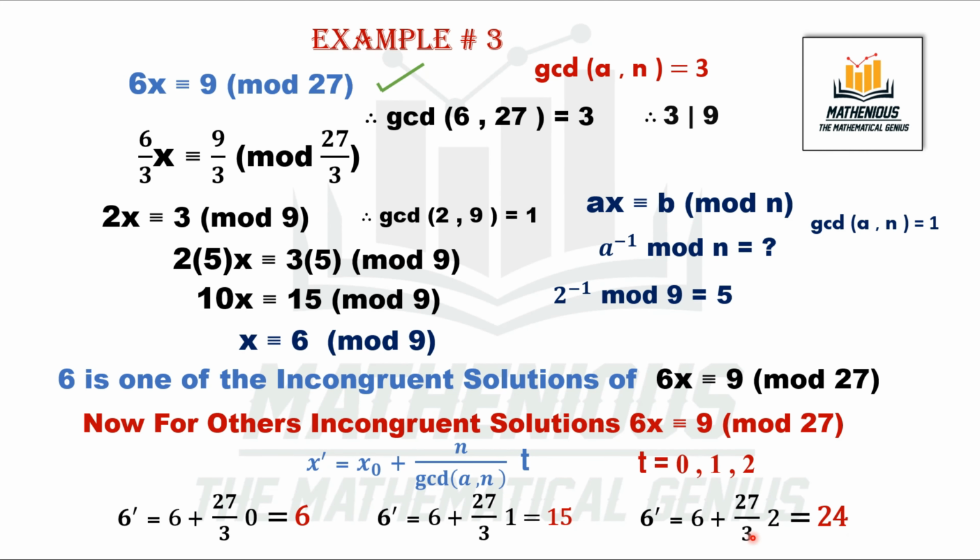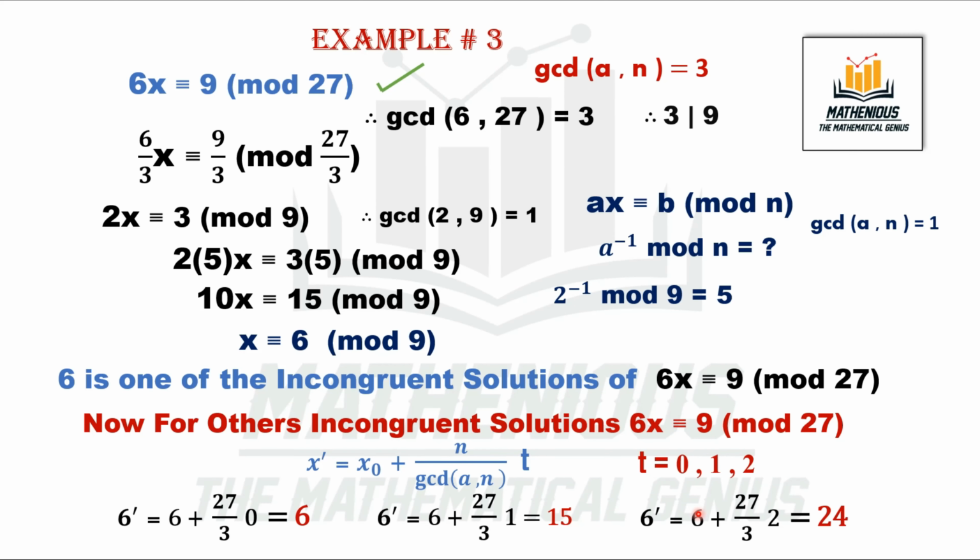So 6, 15 and 24 are the three incongruent solutions of the given congruence, because we have used this formula to find the other incongruent solutions. One of them is 6, another is 15 and the other is 24. As I have discussed earlier, the GCD is equal to 3, so simply there are 3 incongruent solutions.